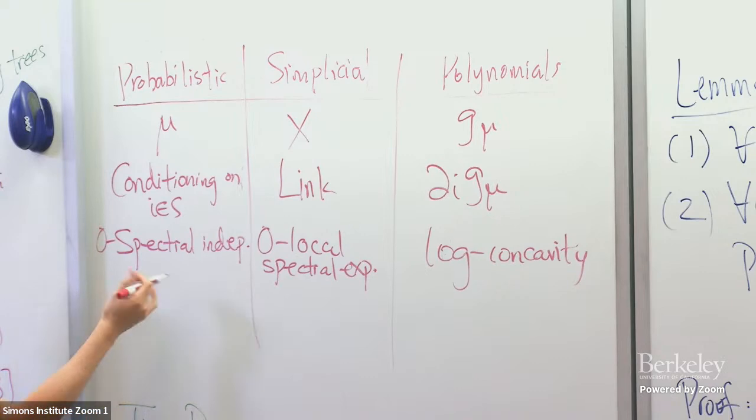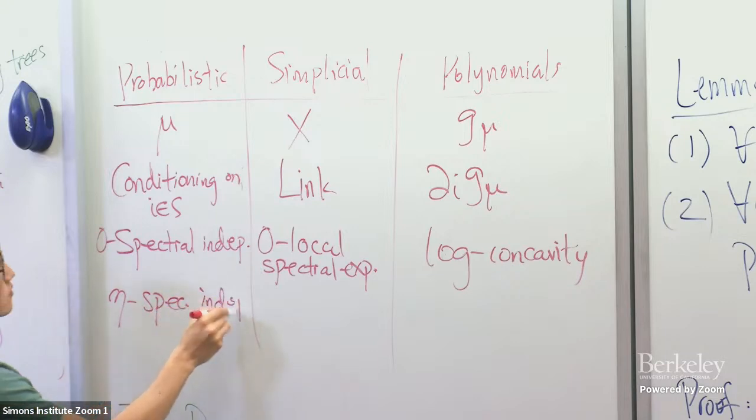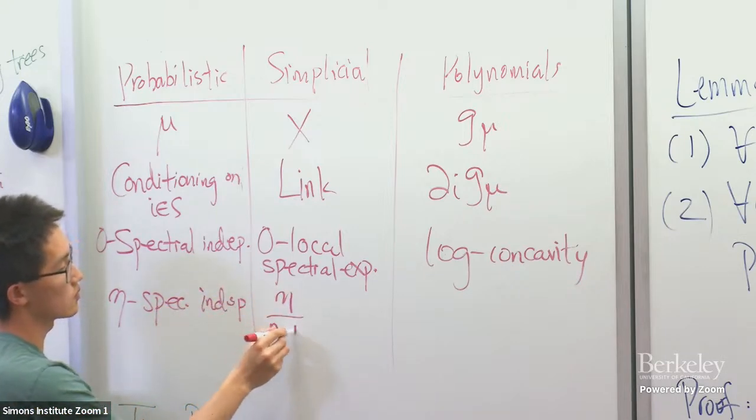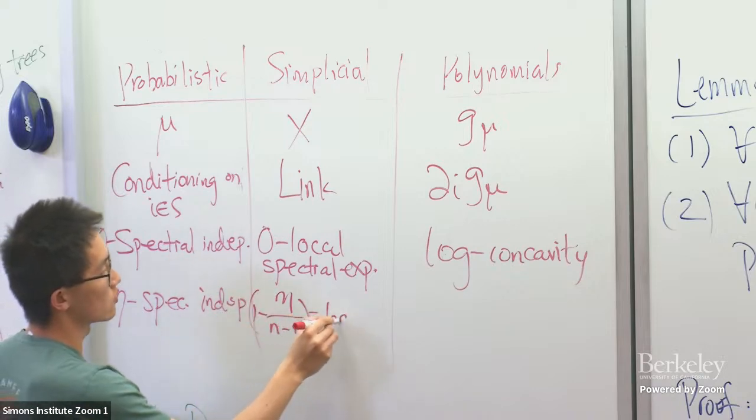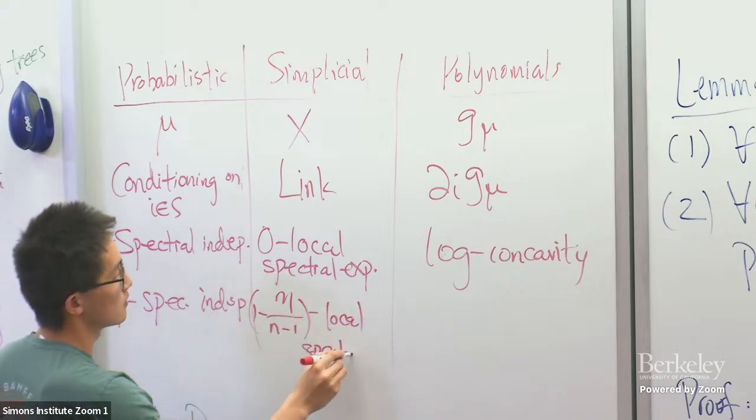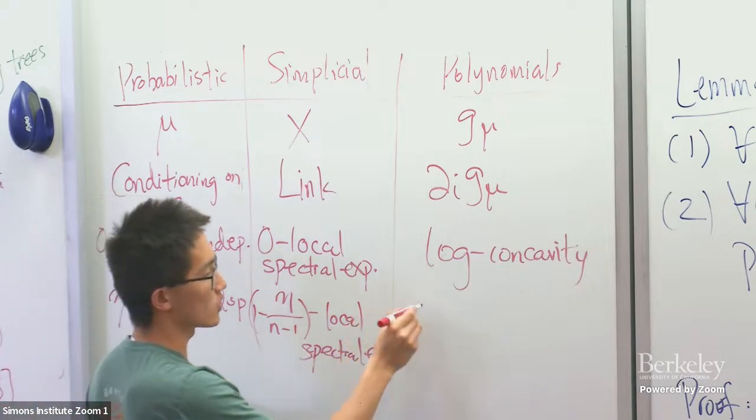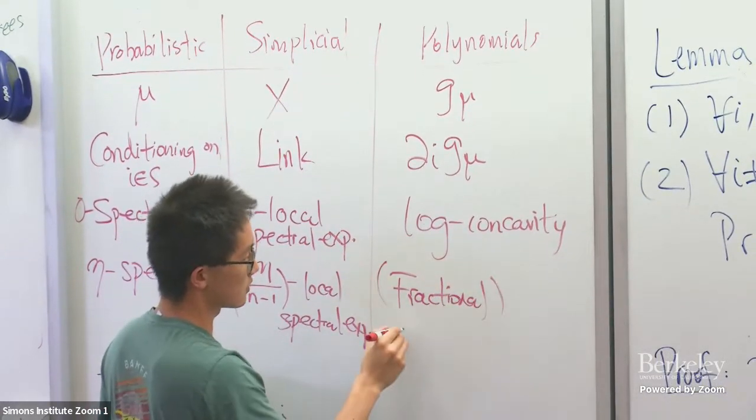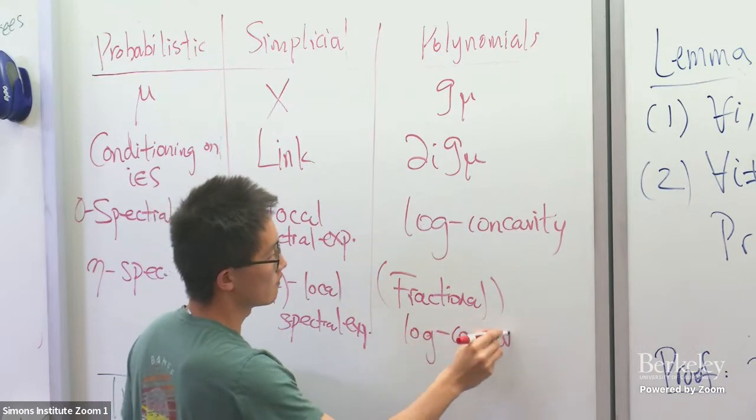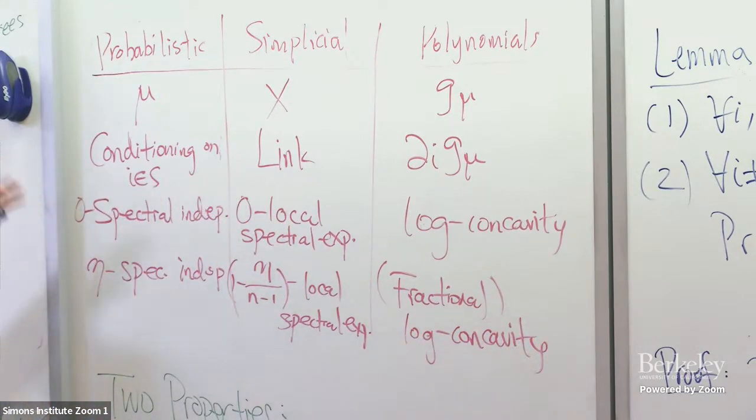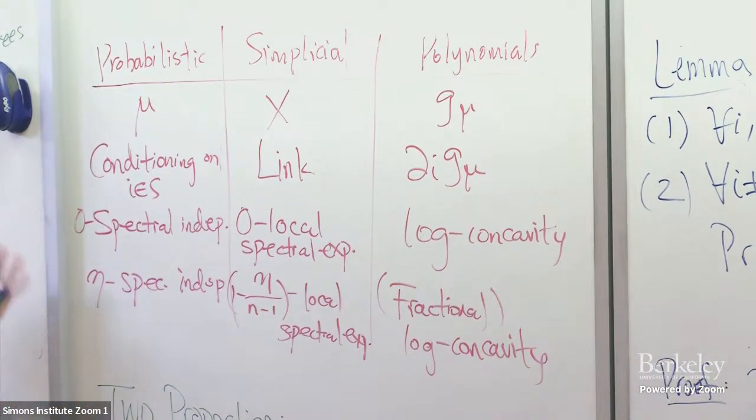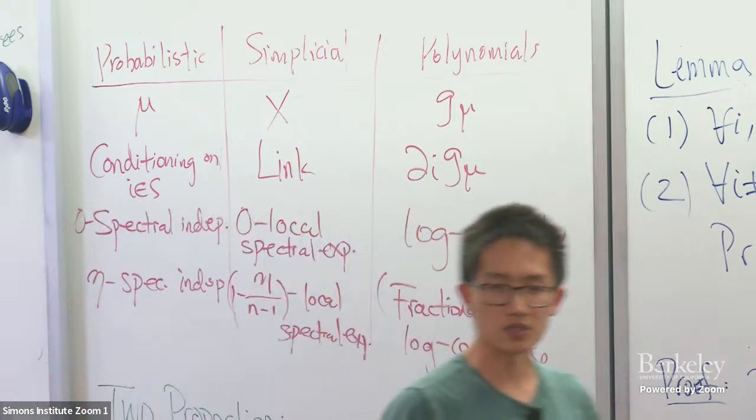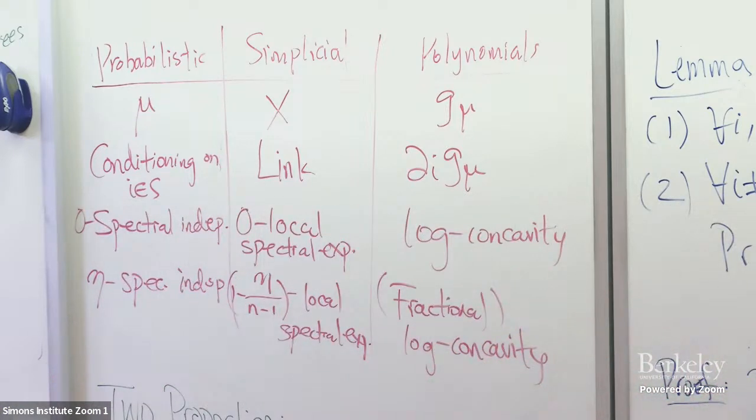And I guess you can also generalize this, so say eta spectral independence. This is eta over one local expansion. And I guess Nima has coined the term fractional log-concave. But really, they're all the same thing, and sometimes it's more convenient to use one perspective versus the other perspective, but it's a dictionary. Okay.